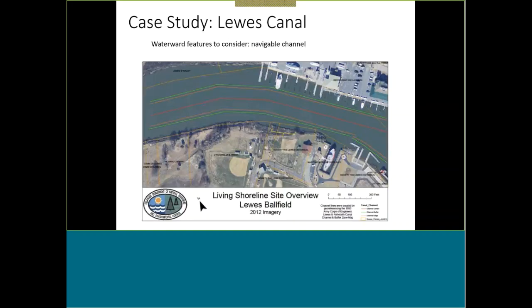As I mentioned, navigable waters or channels may be important. In this case, the channel, the Lewes Rehoboth Canal, this is a map of the channel. The actual red line is the center line. The orange line is the edge of the channel, and then the green line represents a buffer they put around that. When you're designing, you can't go inside of that line. So we have to take that into consideration because we are pretty close to that line. That would influence our design if we wanted to put anything offshore like oyster castles. We would probably be infringing on that buffer, and that would be a problem. So we need to make sure to account for that when we design.